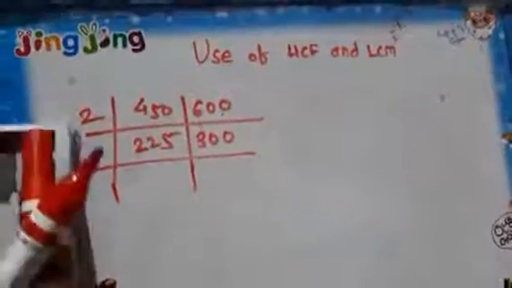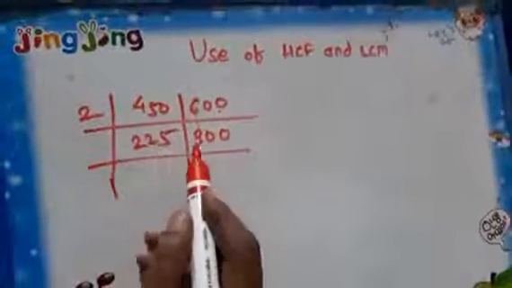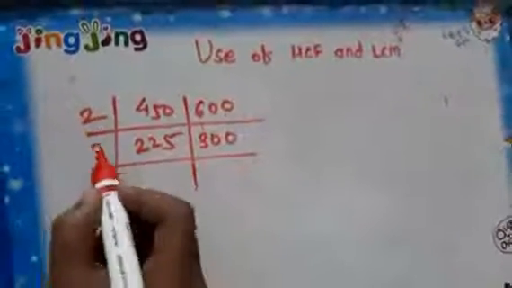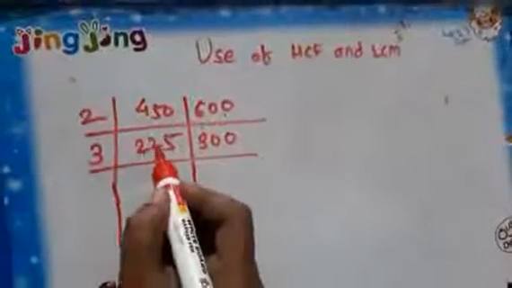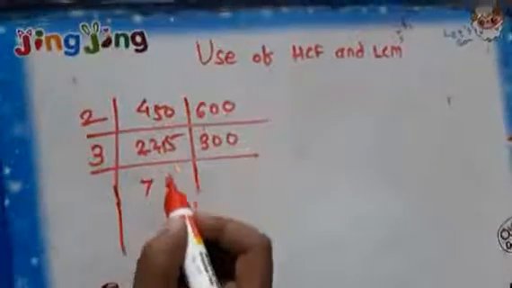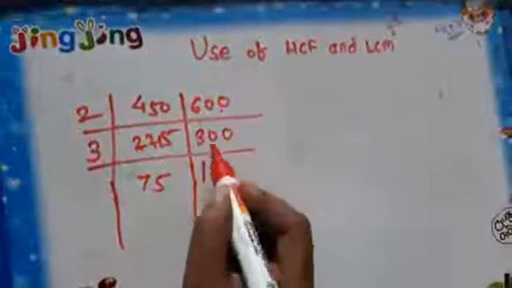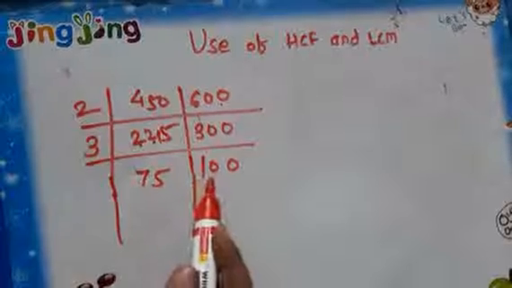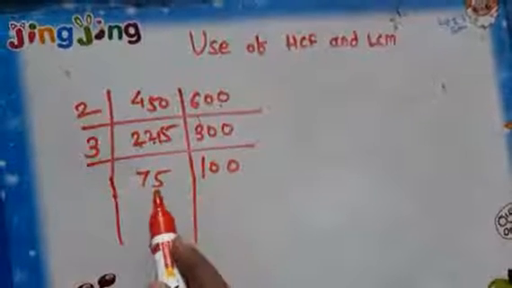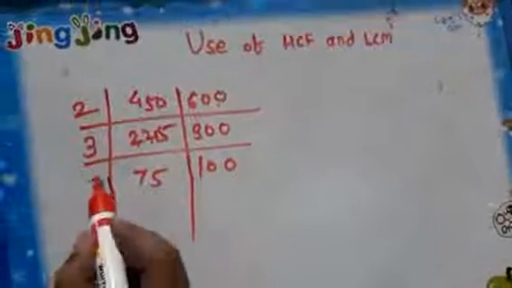Now both these numbers are divisible by 3. You can check: 2 plus 2 plus 5 is 9, and here is 3. So these are divisible by 3. 3 sevens are 21, 1 will remain, 3 fives are 15. Here will be 3 ones are 3, 0, 0. Now this number is not divisible by 3, so we have to move to the next prime number, 5. Both are divisible by 5, so here we can take 5.